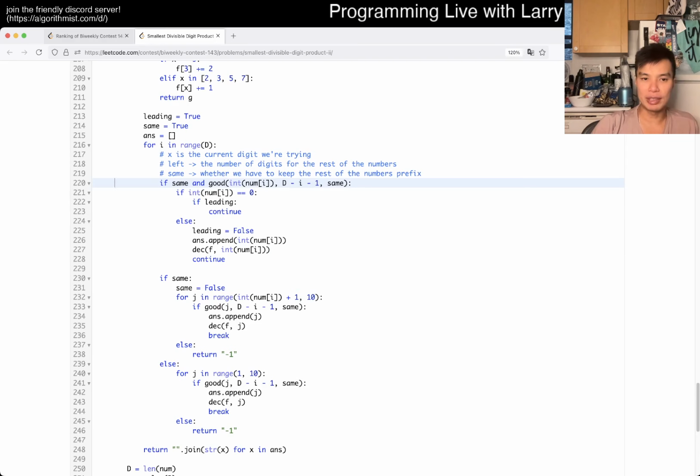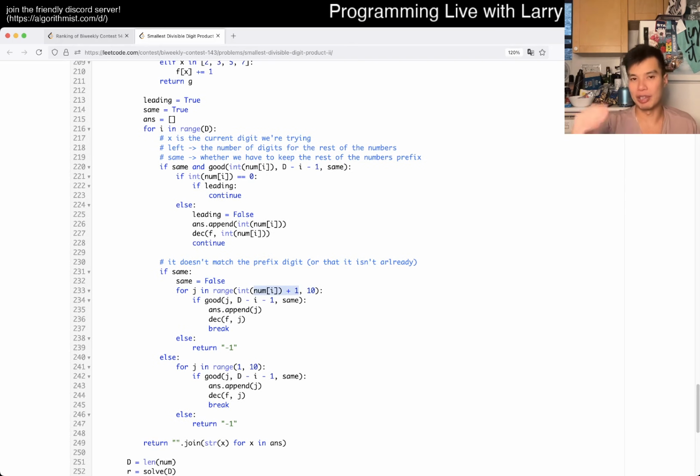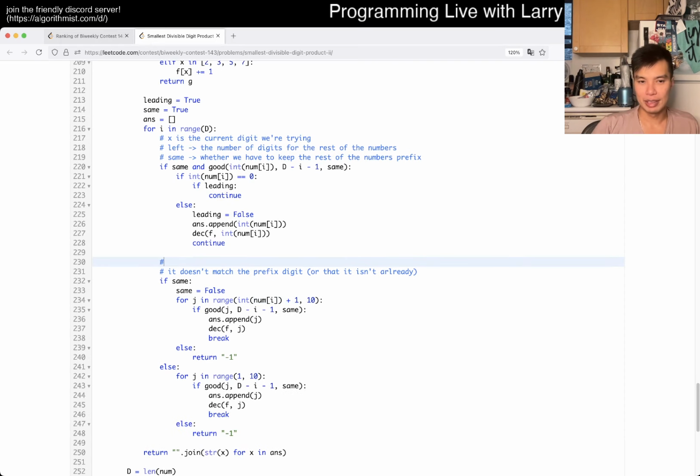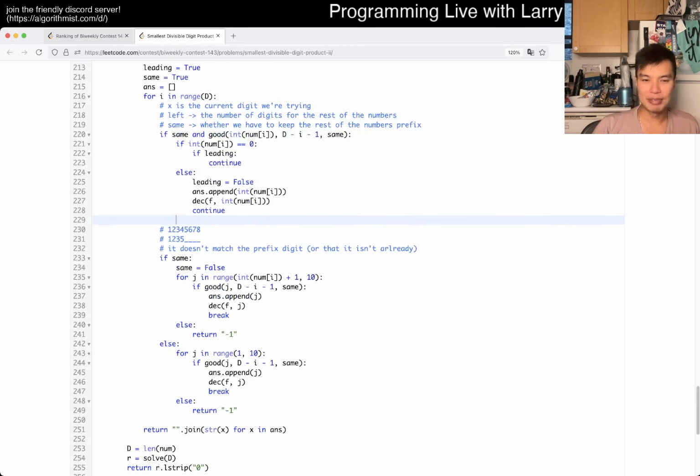And this is the first digit, right? If the prefix is the same and the first one doesn't match, then we know it doesn't match the prefix digit. So if it is the same, we set it to false for the future ones. And then we only start with the current number plus one, right? Because in the 1, 2, 3, 4, 5, 6, 7, 8 case, it's going to try 5 to get the next biggest number and so forth. That's what this does. If none of this works, then we just return negative 1. It's straightforward, because that means you can't do it anymore.